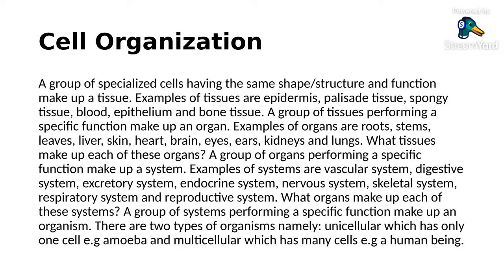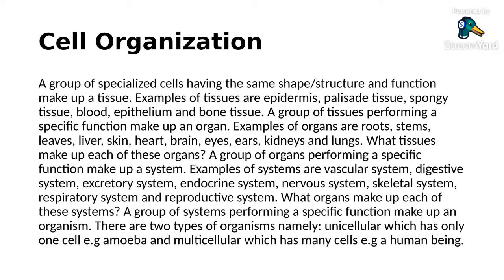A group of cells form a what? A tissue. Examples of tissues are epidermis, palisade tissue, spongy tissue, blood, epithelium, and bone tissue. So a group of cells form what? A tissue. Hope you're following.